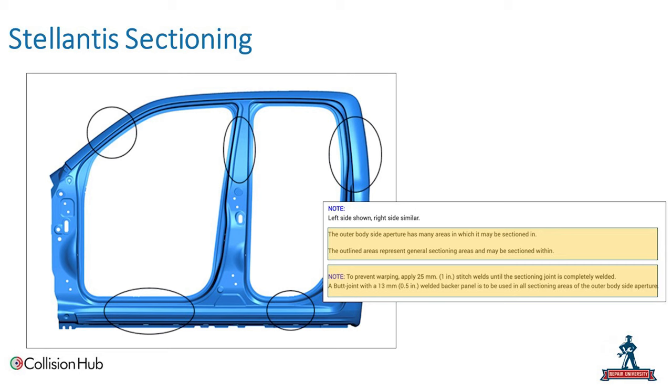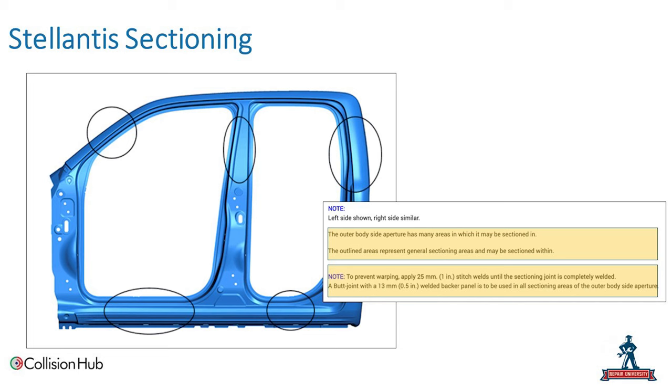here. So this says the outer body side aperture has many areas in which it may be sectioned. The outline areas represent general sectioning areas. I wanted to say general, but it's general sectioning areas. So again, Stellantis general sectioning.